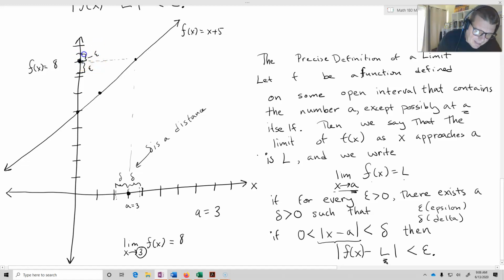So this is the distance between L equal to 8 and a bunch of different f of x's, right? It could be f of x equals 8.7. It could be f of x equals 8.9, okay? It doesn't really matter. What matters is that for any one that I choose in this region, I'm going to get back some delta over here in this region.